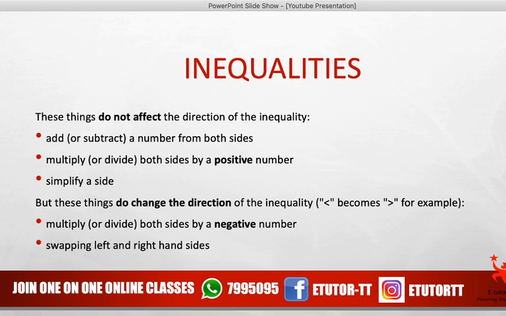But these things do change the direction of the inequality. So the less than becomes a greater than. For example, if you multiply or divide both sides by a negative number, then the sign switches. And then I'm going to show you examples later on. Swapping left and right hand sides. So if you swap from left to right, like the whole equation from the left hand side carries across to the other side, that's going to change the direction of the signs. We do some examples.